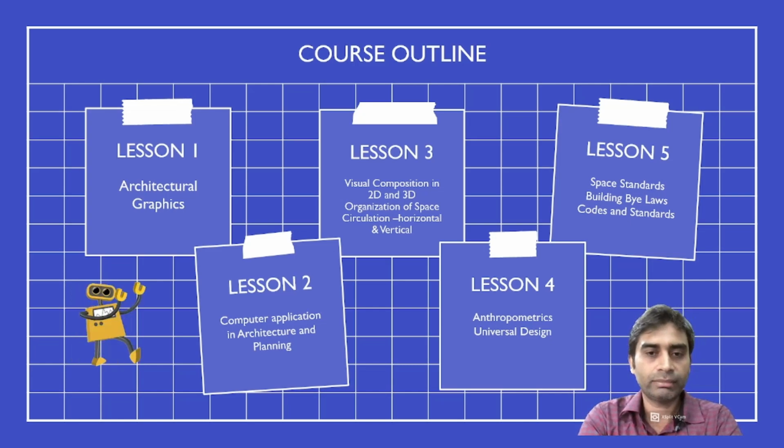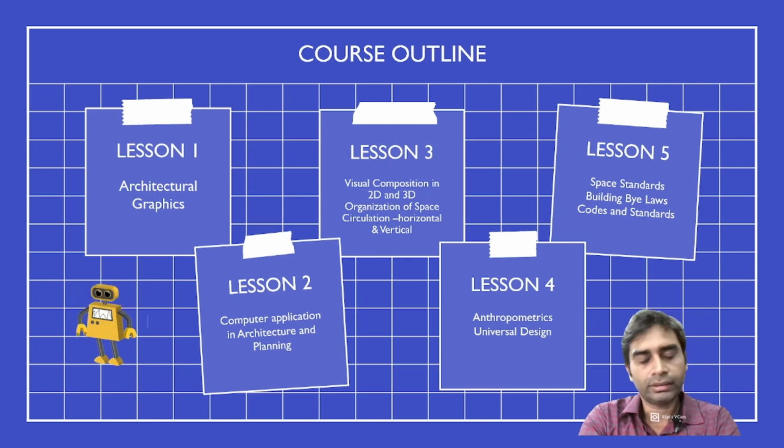Third is visual composition in 2D and 3D. Organization of the space, circulation, horizontal and vertical. Lesson 4 will consist of anthropometrics, universal design. Lesson 5, space standards, building bylaws, codes, and standards.